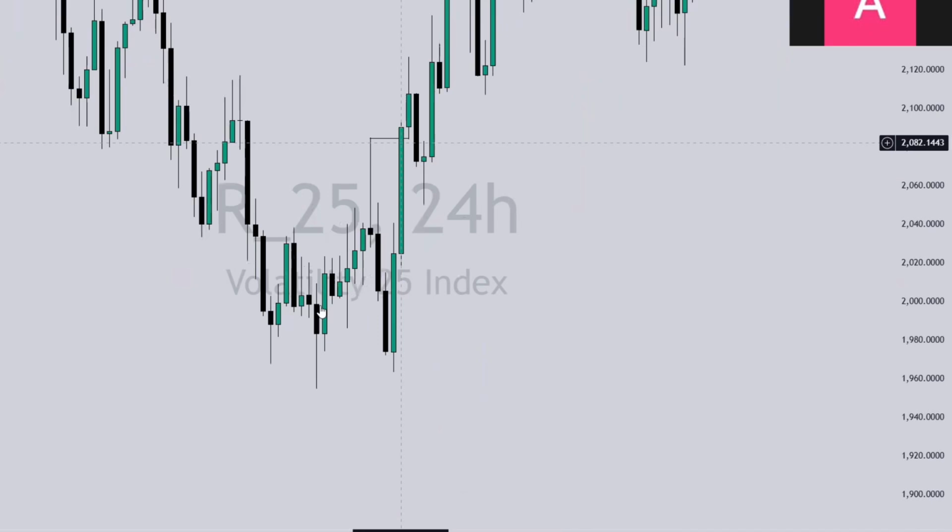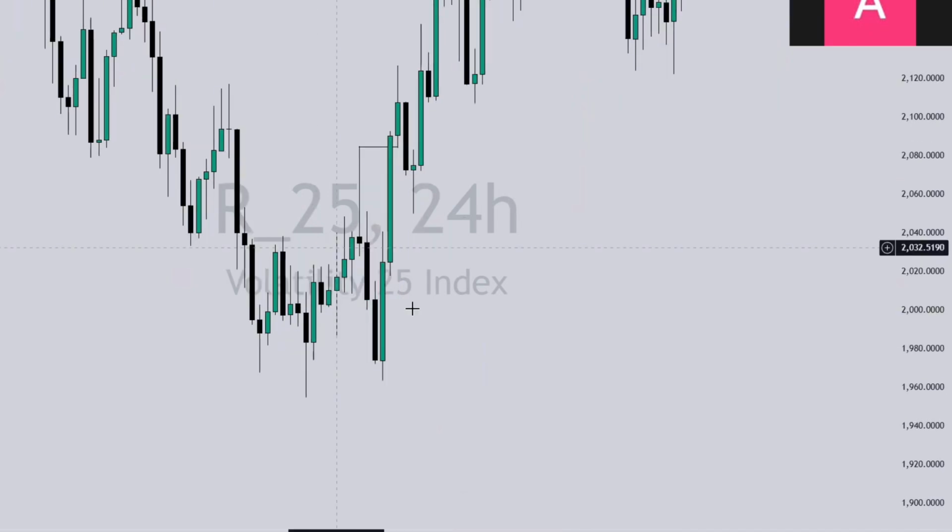Now, after this break of structure, you can see that this particular one has been tested. So let's work on this.